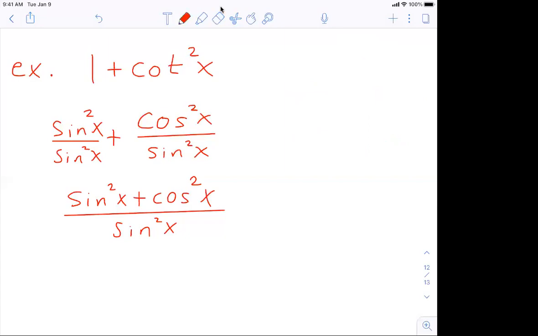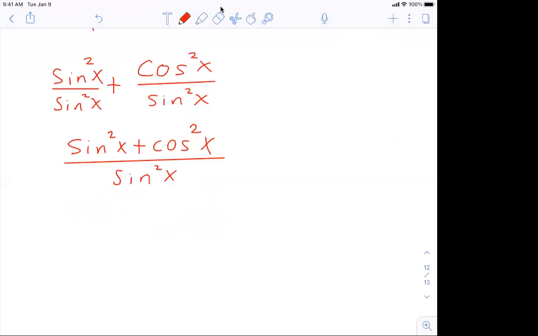All right, so looking back here, we got down to here where we combined our numerator. And so that's going to then be 1 over sine squared. And the reciprocal of sine squared is cosecant squared.